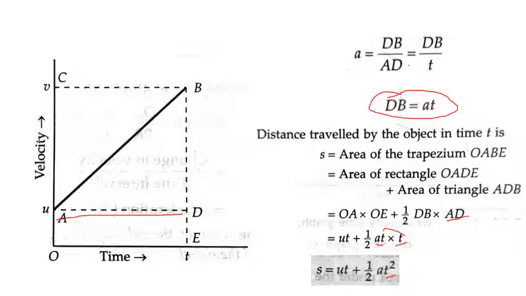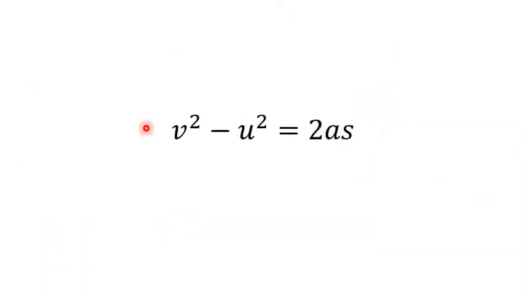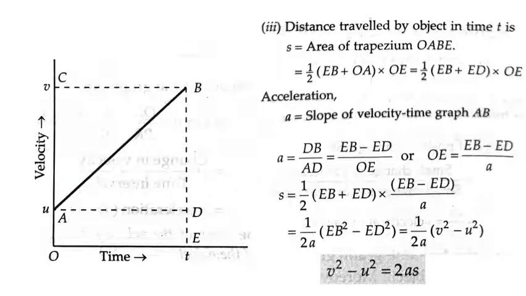Fine. Now let's move to our final equation. v square minus u square equals twice of as. Now again consider your velocity time graph. Now what will be the distance traveled? It will be the area under this velocity time curve, or I can say the area of this trapezium. Fine. So the distance traveled equals the area of the trapezium OABE.